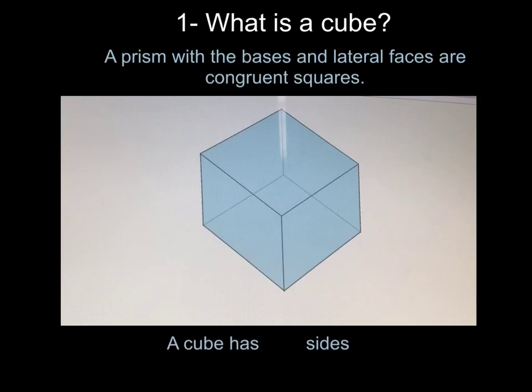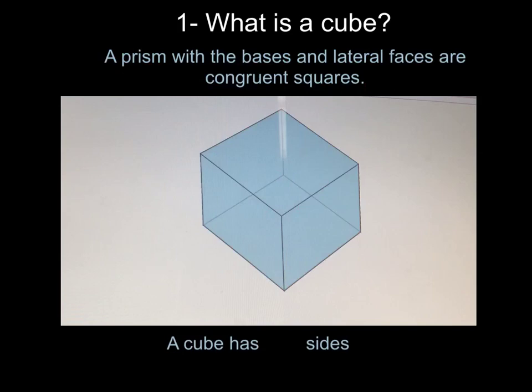Let's remind ourselves what a cube is. Another definition that we have is that a cube is a prism where the bases and lateral faces are congruent squares. So each of these different parts of the cube are all the same squares with the same length and width, and we are able to have the same area for them.